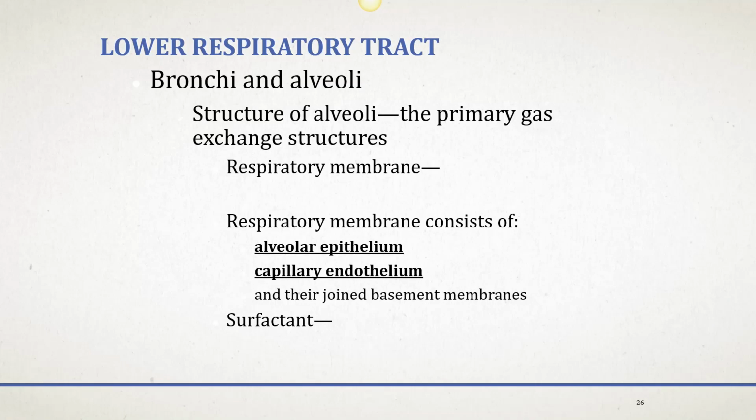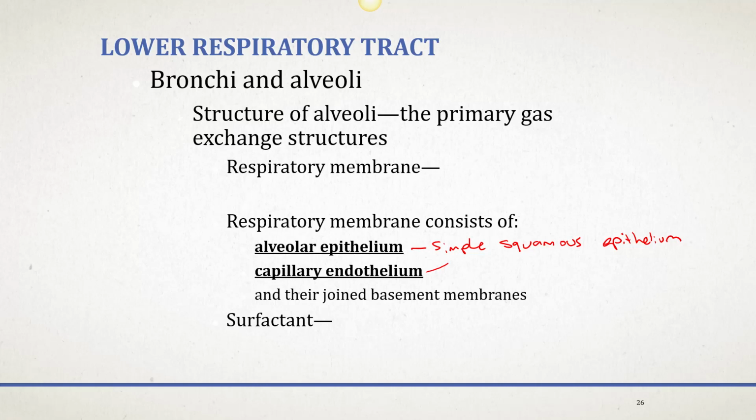So the alveoli are the primary site for gas exchange, and they help make up the respiratory membrane. The respiratory membrane is the site of gas exchange. It consists of the alveolar epithelium, which is one layer thick. It's the simple squamous epithelium. And then the capillary endothelium, again, one layer thick of that simple squamous epithelium. And their joint basement membranes.